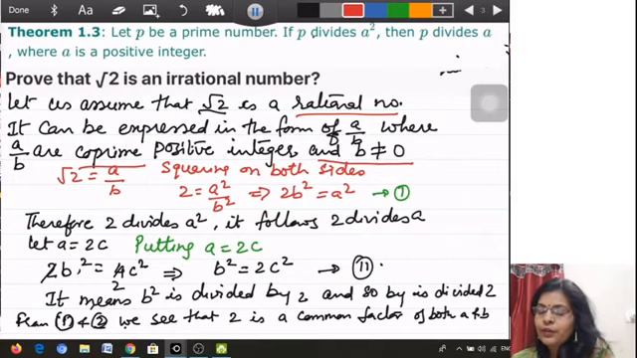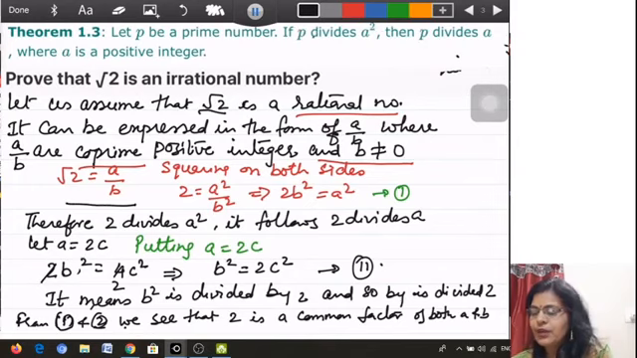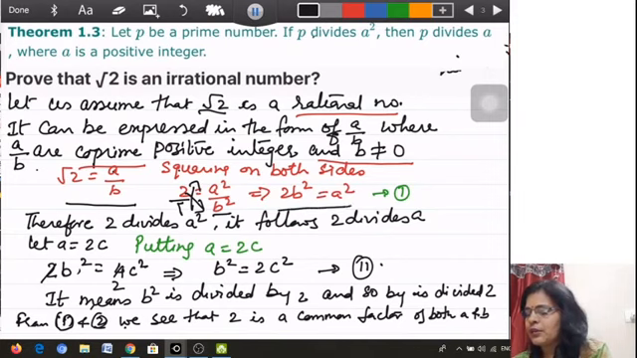Now, according to the definition, we write root 2 is equal to a by b. Root 2 is a rational number as we have assumed, so we put root 2 is equal to a by b, and then we square both sides. Then root 2 into root 2 is 2, and a square upon b square, which implies this b square will come over here. This 2 can be written this way, and by cross multiplication, 2b square is equal to a square. This is our first equation.